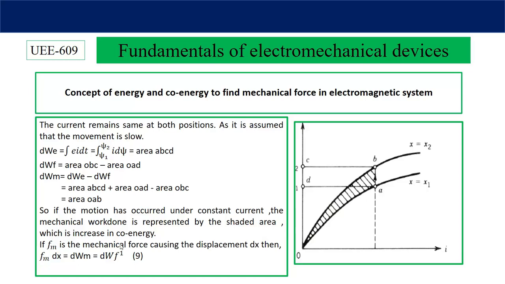So if Fm is the mechanical force causing the displacement dx, then Fm into dx is equal to dWm, and that is nothing but the increase in coenergy. So this coenergy is very helpful in finding the mechanical output power, or the force developed by the mechanical system. Once you have the mechanical output power, output power is equal to torque into speed. From there we can find the torque of the system also. So we can say, though coenergy has no physical significance, it is helpful in finding the force and torque developed by the mechanical system.